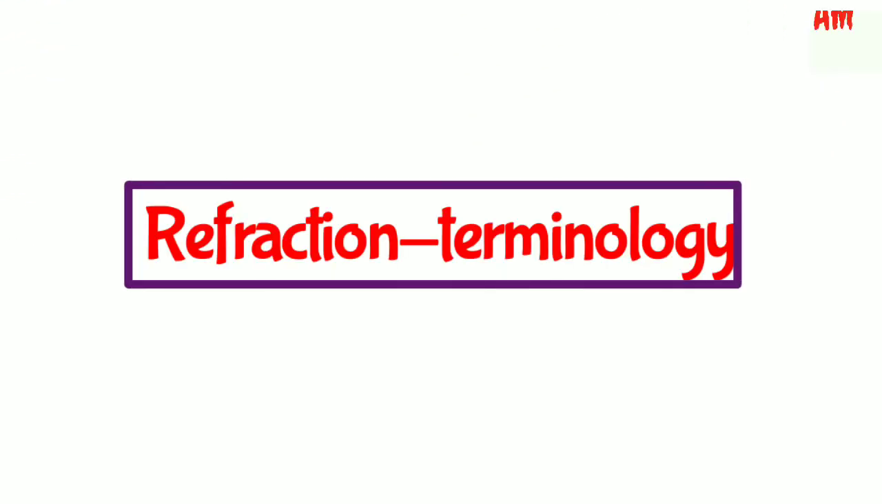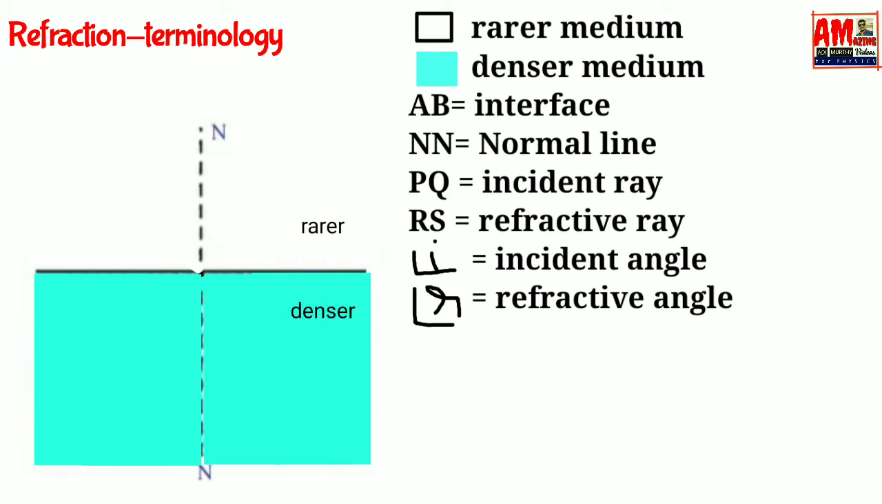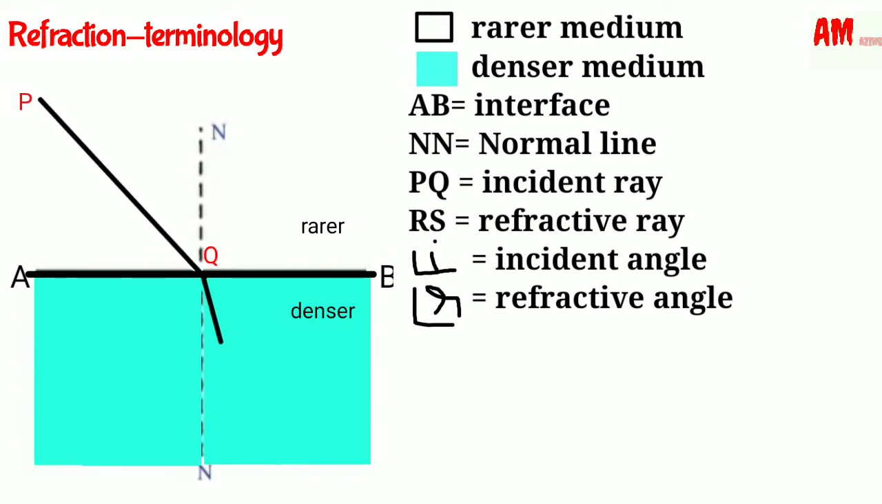Let us understand terminology relating to refraction. White color is the rarer medium, that is air. Blue color is the denser medium, that is water. AB is the interface separating the two media. NN is the normal line to the AB plane. PQ is the incident ray. RS is the refracted ray.